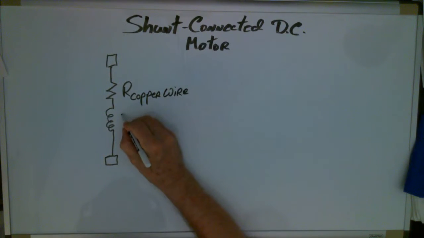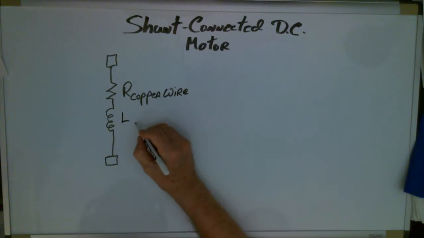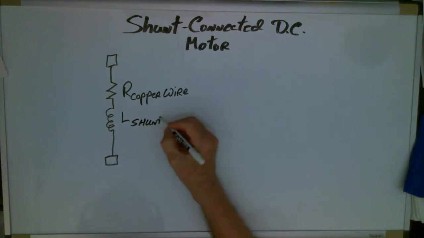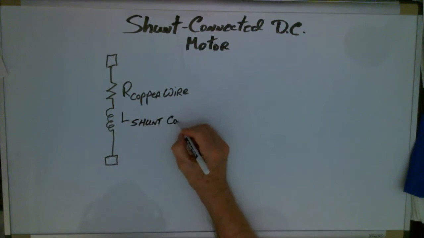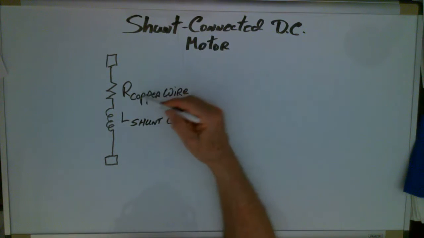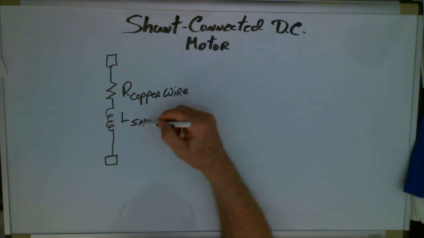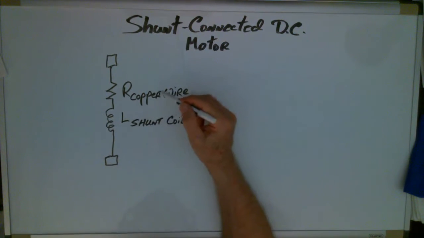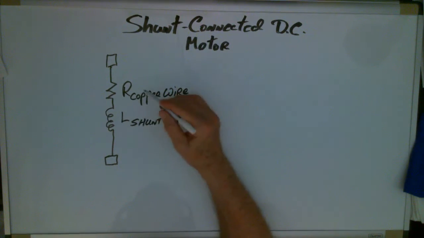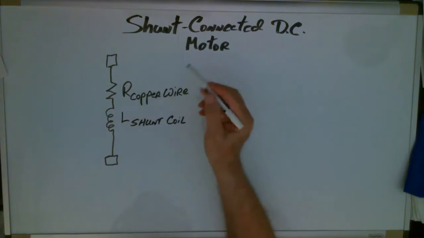The inductance L of the shunt coil. Now understand that the resistance is part of the coil, and the inductance, in fact, is the coil. The resistance of the copper wire is that resistance which is natural to any conductor.